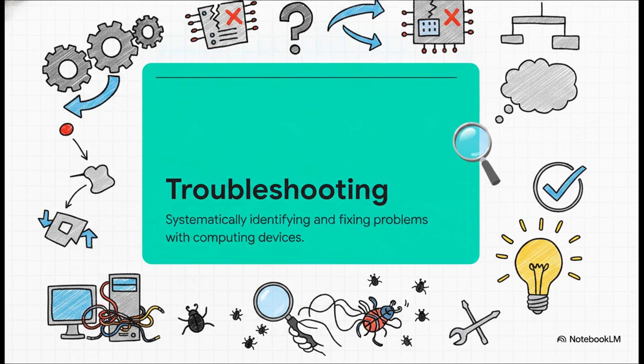Well, that brings us to a crucial IT superpower, troubleshooting. By definition, troubleshooting is systematically identifying and fixing problems with your computing devices and their components. Notice that word, systematically. When a device won't turn on or an app is constantly crashing, it is so easy to get frustrated. But as IT students, you now have the mindset to take a step back, figure out exactly what's wrong, and fix it methodically.